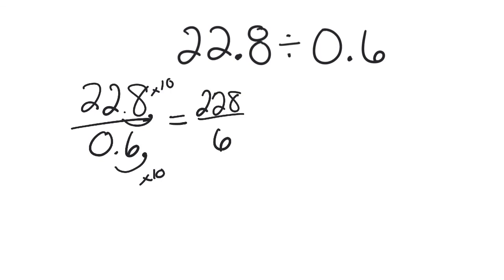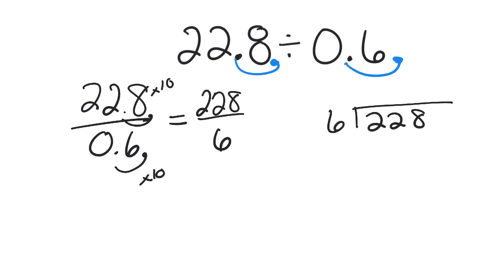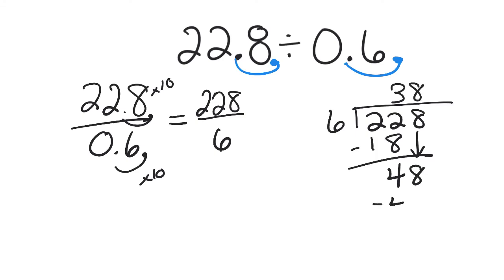So that is what we are going to do. The easiest way to remember this is if you move this decimal to make it a whole number, you've got to move this decimal the same amount of steps. So what we do is then we just are doing 228 divided by 6. 6 goes into 22 3 times, which is 18. 22 minus 18 is 4. Bring down the 8. 6 goes into 48 8 times with no remainder. And that is how you divide by a decimal, is you just move the decimal out. But you have to follow Miss Gillum's golden rule. If you change one thing, you must change the other.